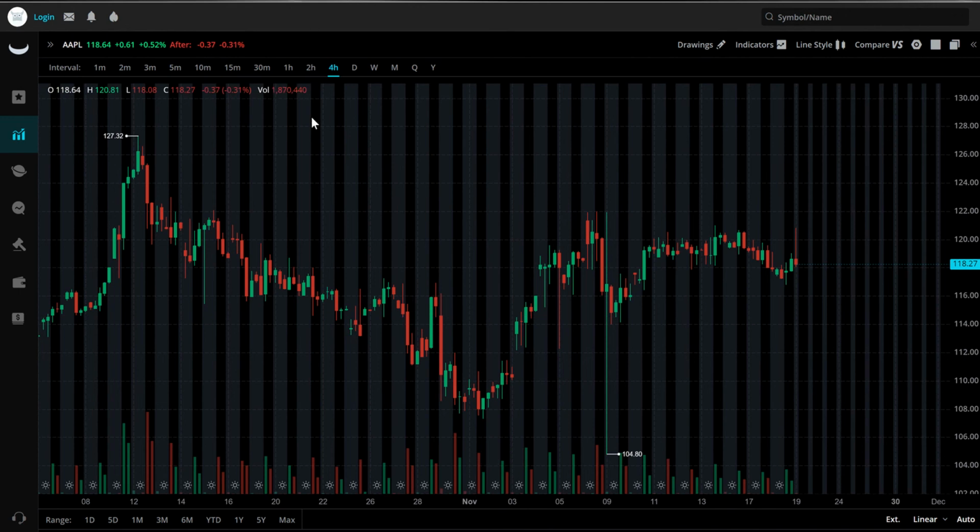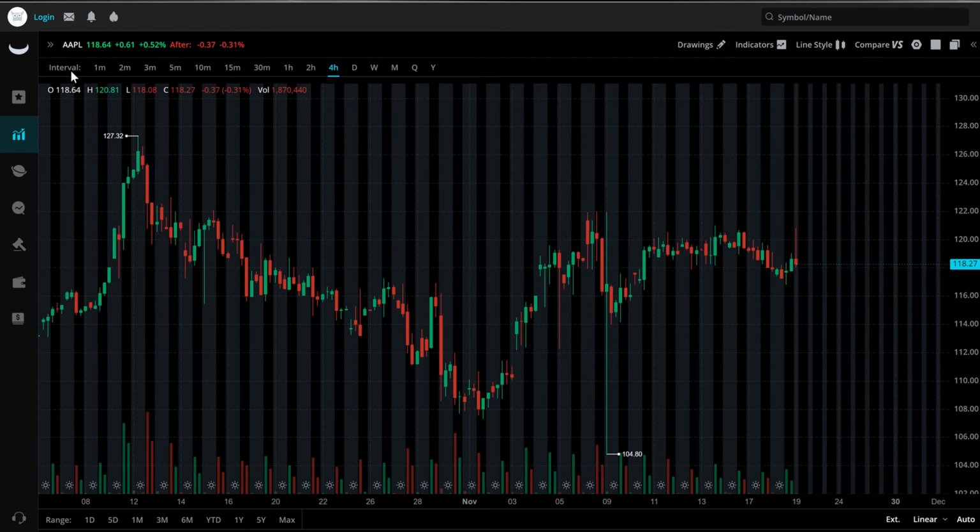Now, other things on the chart that you see here right now, we're looking at Apple. So you have the ticker right here, Apple, AAPL. The closing price, since right now I am after hours, how much it went up for the day, the percent it went up for the day. And then here, the after is the movement that happened after 4 p.m. Eastern in the after hours trading session. So it was down 37 cents or 0.31%.